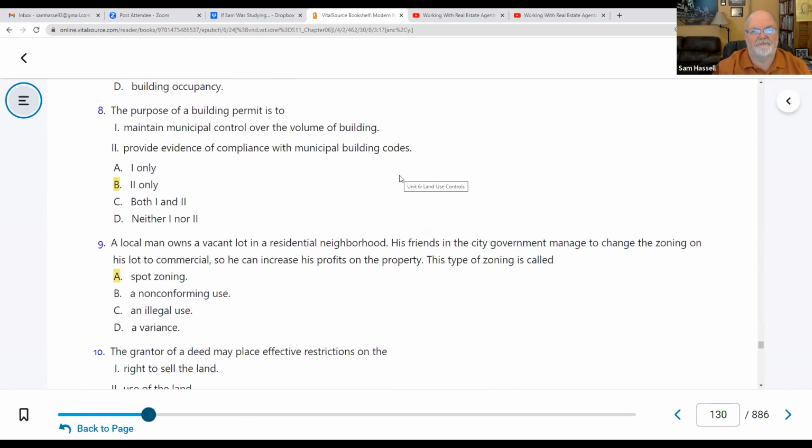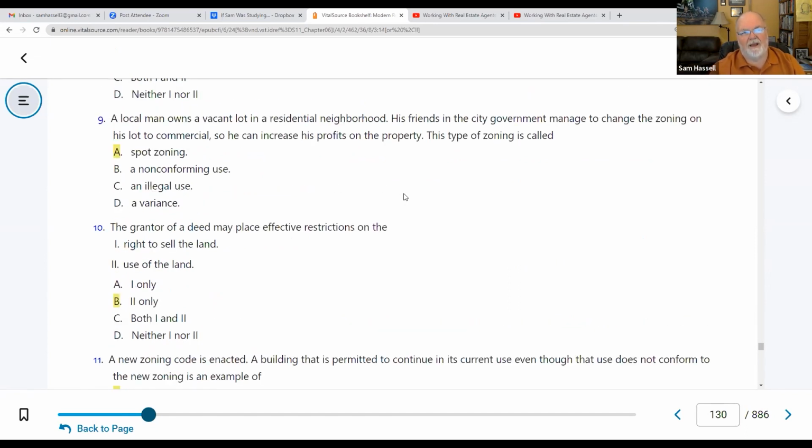Number 8, the purpose of a building permit is to, number 1, maintain municipal control over the volume of the building. No, that's not true. Okay, they want to provide evidence of compliance with municipal building codes. That is a building permit. So it's B, it's 2 only. Remember, building permits are both safety, right, and zoning in those particular cases. We're going to need a building permit.